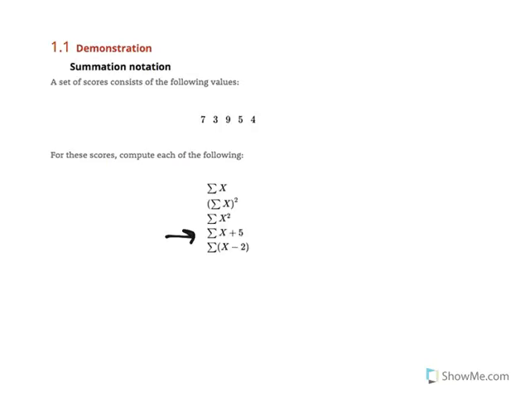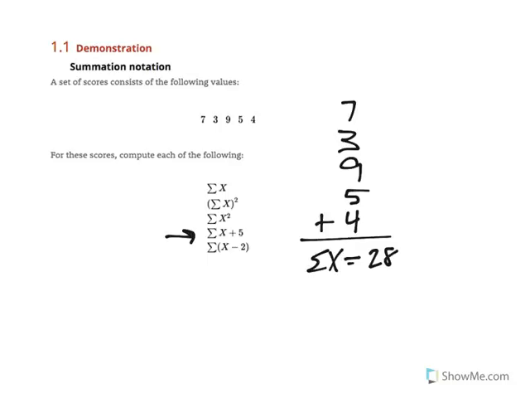So again, as we've done two previous times, our scores are 7, 3, 9, 5, and 4. And the sum of x, we know now, is equal to 28. And therefore, the sum of x plus 5 would equal, if we replace variables, 28 plus 5, which gives us an answer of 33.